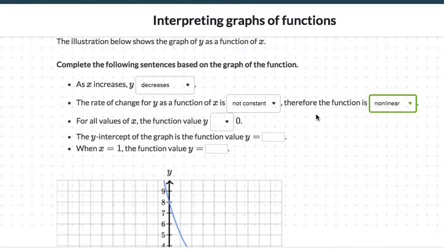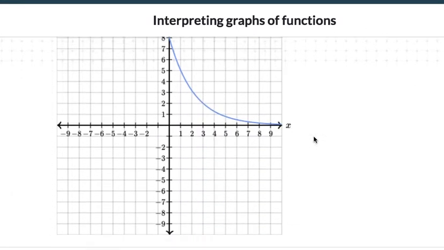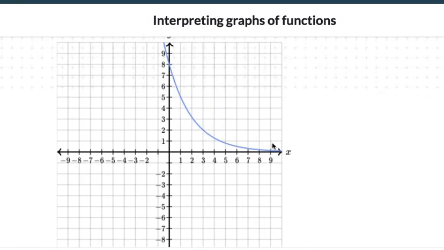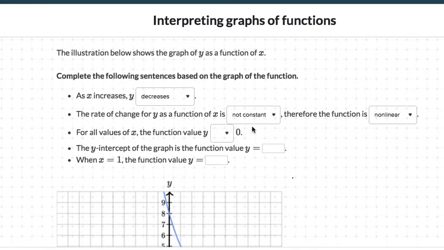So keep on going. For all the values of x, the function value y, is it greater than or equal to, greater than? We've got, is it less than 0, is it greater than 0, or is it equal to 0? Well, we can see here the y values. If we look up here, we see all the y values, they're all positive y values no matter where you look at it. And it seems that this particular function is going to go on forever, probably not quite hitting the x-axis at all, because of the type of function it is. So the y values are greater than 0 for all values of x.